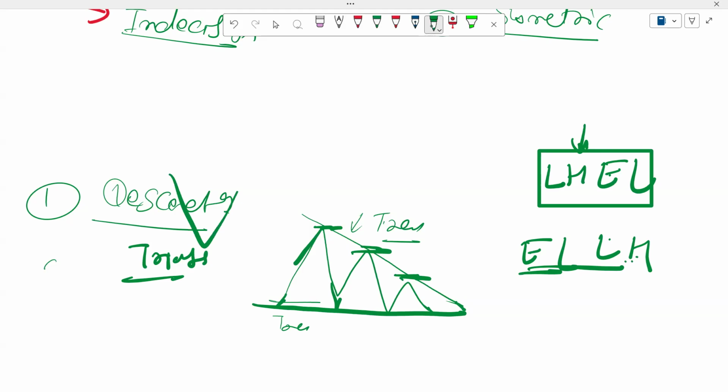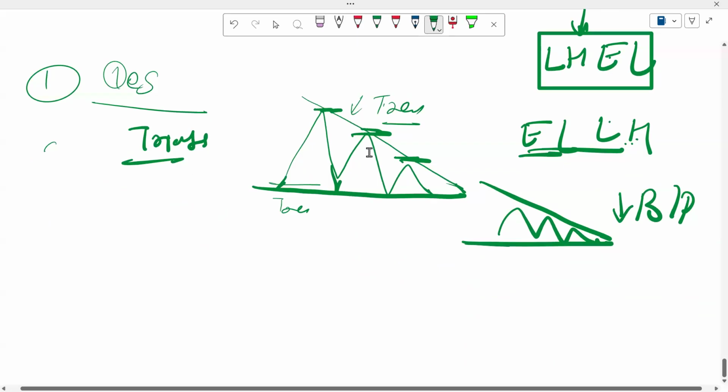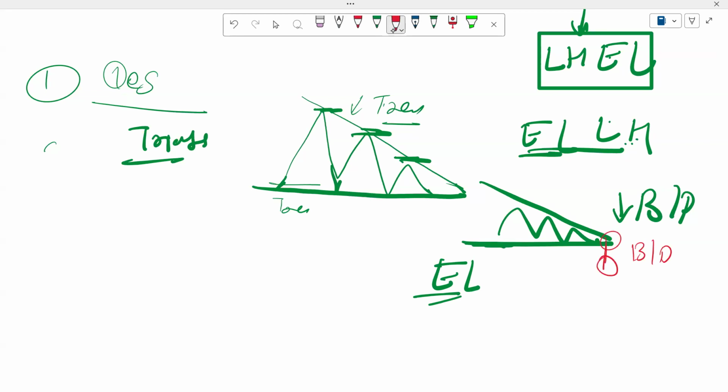Your stock is coming down and down, and you see this pattern: equal lows and highs getting lower. So you will look for the breakdown in this area. When this support, these equal lows, has a breakdown, at that point if it is a breakdown, you can short. So this is a descending triangular pattern.